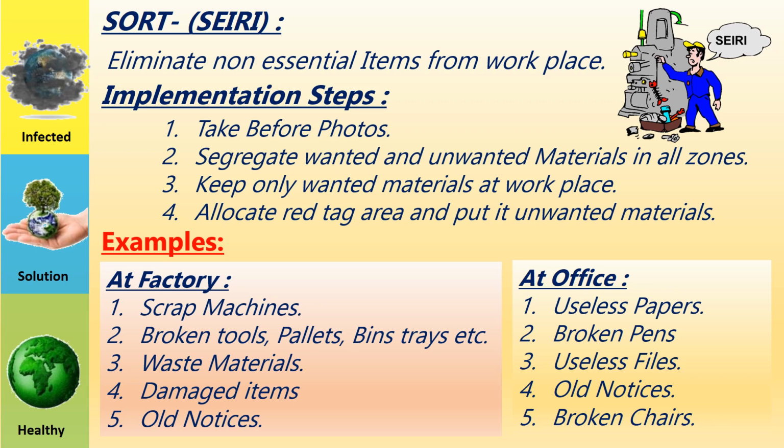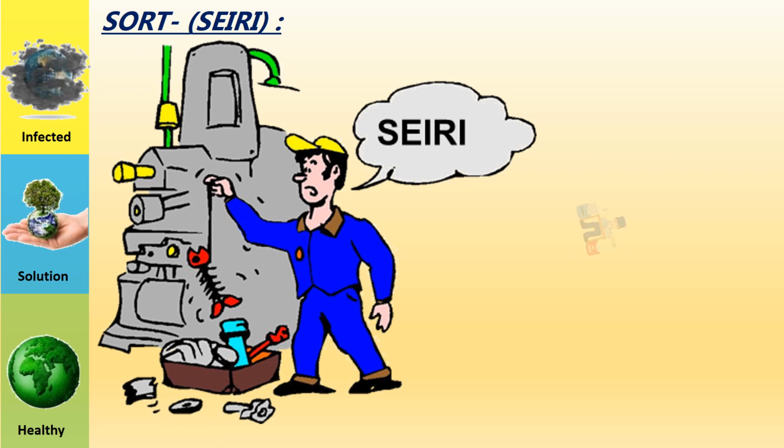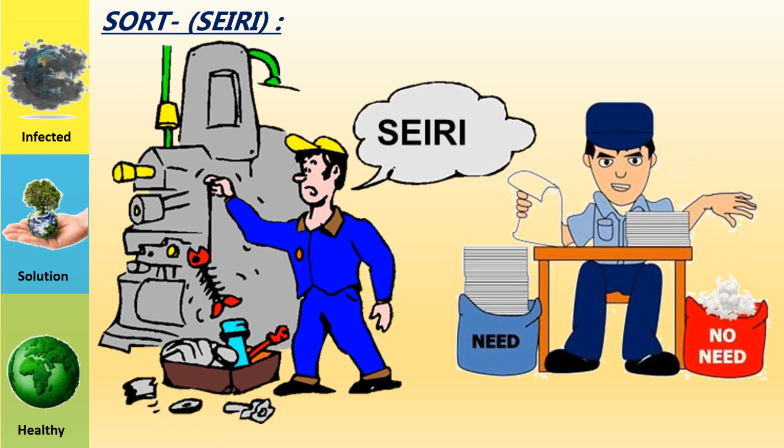First we need to sort it out. In this clip you could see need and no-need material, how we are segregating. The same way we need to segregate. In the first image, in machines also we have some essential and non-essential material. So those things need to be segregated.